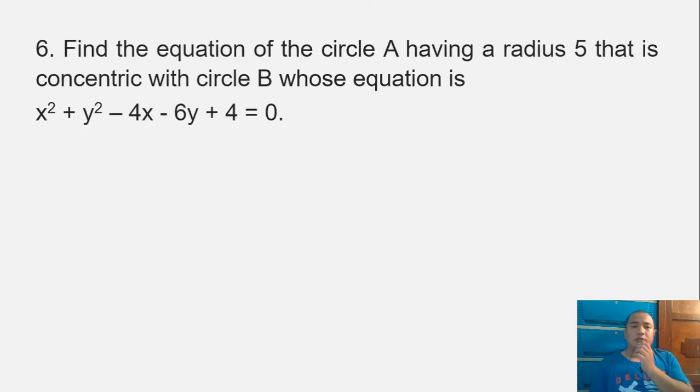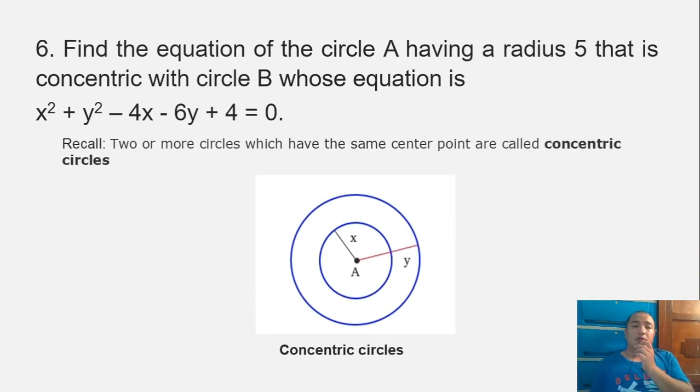Number 6, find the equation of circle A having a radius 5 that is concentric with circle B, whose equation is x squared plus y squared minus 4x minus 6y plus 4 equals 0. From week number 1 of this quarter 3, we briefly tackled the definition of concentric circles. These are circles which have the same center. Two or more circles which have the same center point are called concentric circles. For the smaller circle, the center is point A. For the bigger circle, the center is point A. So they share the same center, so they're called concentric circles.